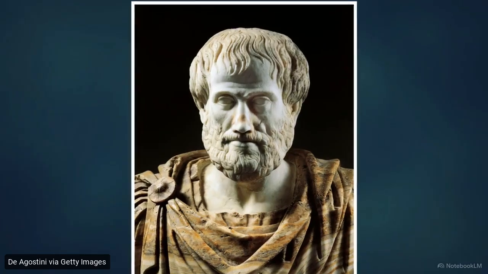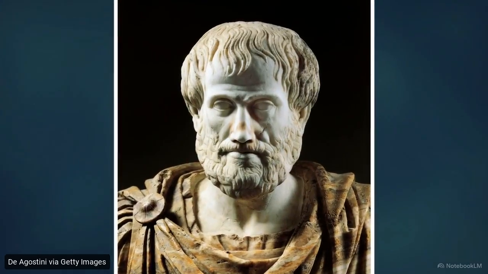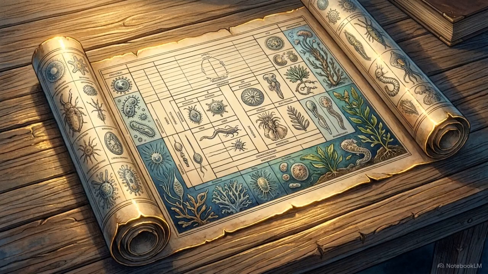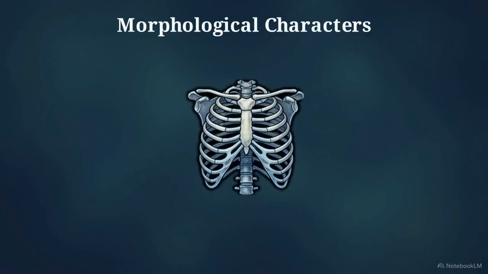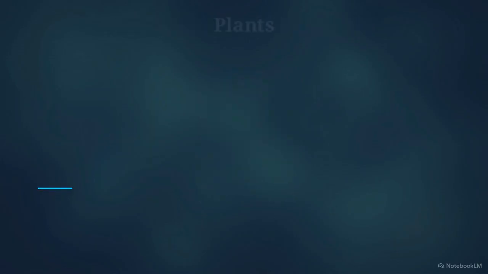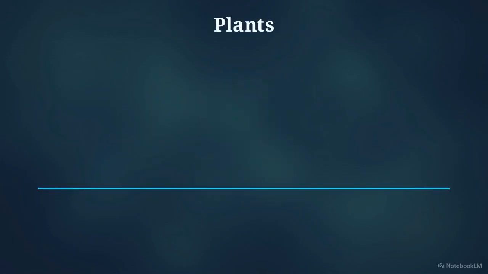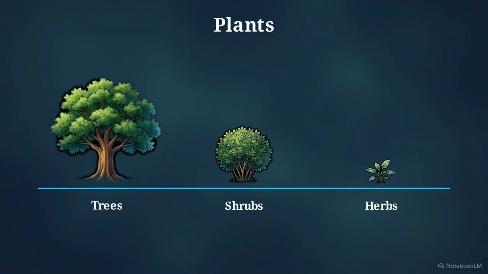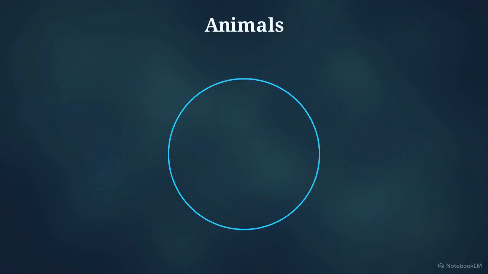This marble bust captures the Greek philosopher Aristotle, widely known as the father of biology. He was the earliest thinker to attempt a genuinely scientific method for organizing life. His method relied heavily on morphological characters. Morphology simply means looking at the external form and visible physical structure of an organism, its size, its shape, and its distinct body parts. Using this visible criteria, he divided all plants into 3 straightforward groups: large woody trees, medium bushy shrubs, and small soft-stemmed herbs.